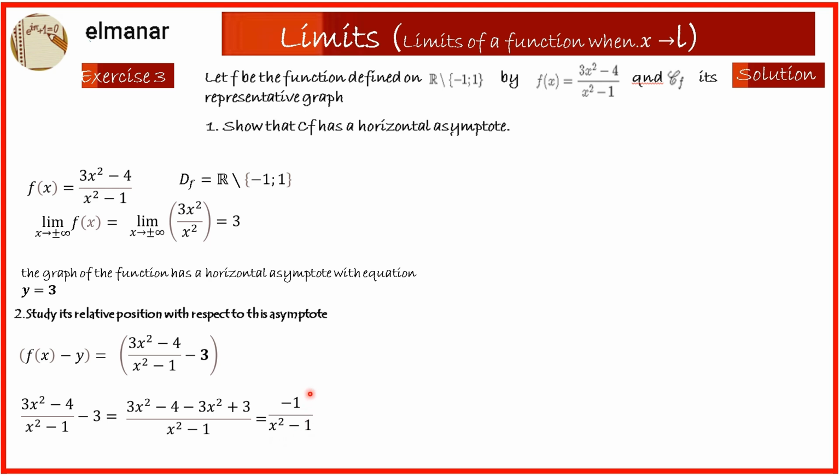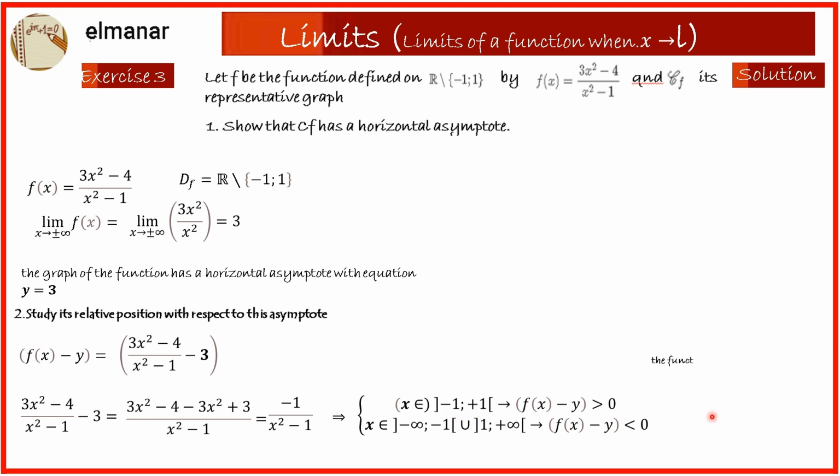The sign of this expression depends on the sign of the polynomial in the denominator, which is the square of x minus 1. This polynomial is positive for values less than -1 or greater than 1, negative for values strictly between -1 and 1. This means that the function is above the horizontal asymptote for values of the variable strictly between -1 and 1, and below this asymptote for very large or very small values outside the interval from -1 to 1.